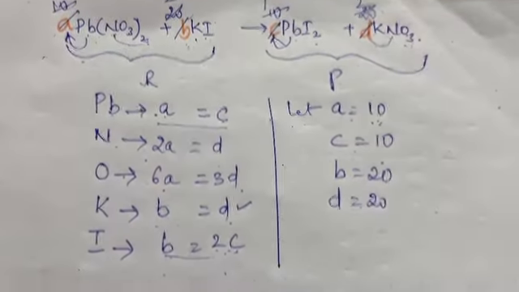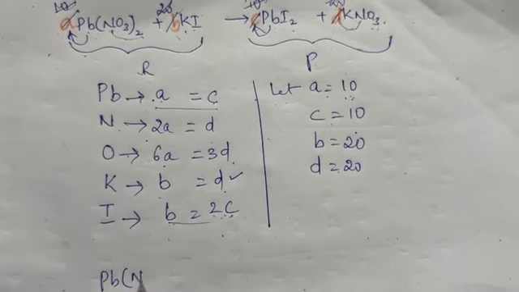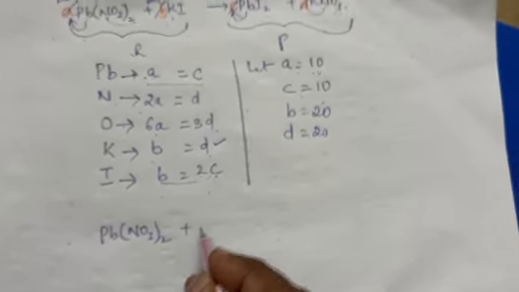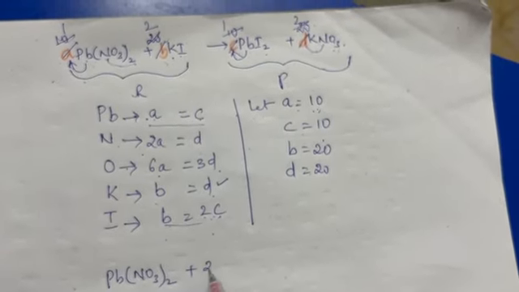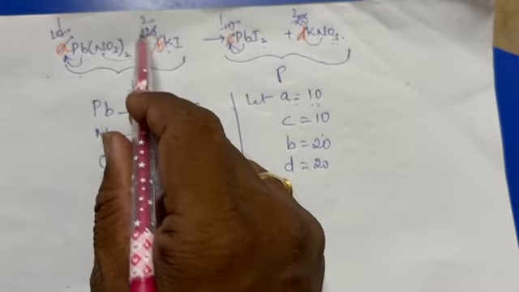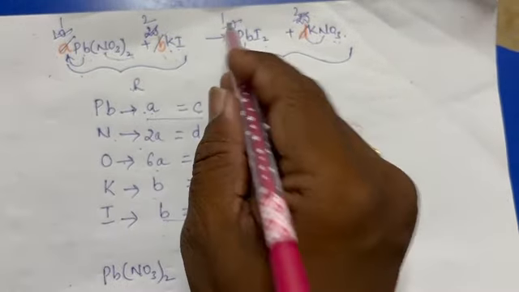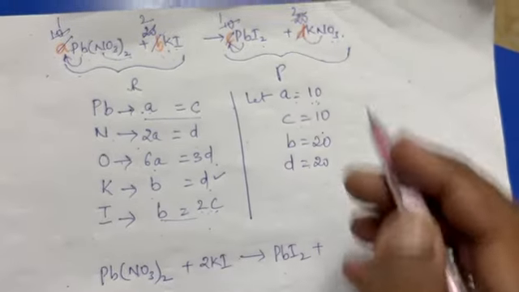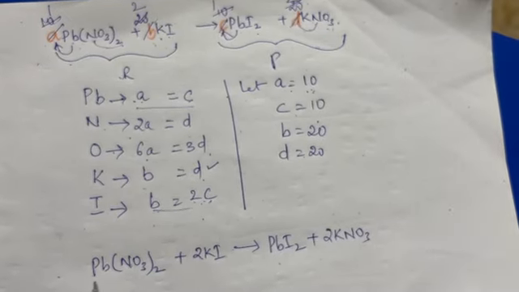So now rewrite the equation at the bottom. What is the equation here? That is Pb(NO3)2, taken twice, plus 2KI, because it is 2 here, gives rise to, it is only 1 here, so we write PbI2, plus again it is 2 here, so 2KNO3. Now you can check the balancing.